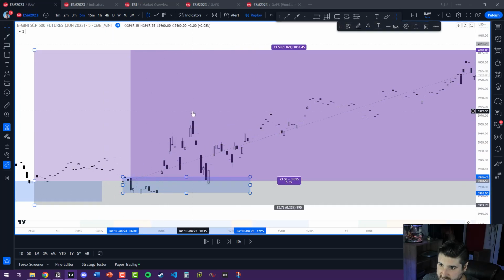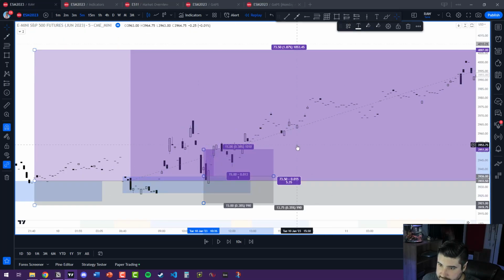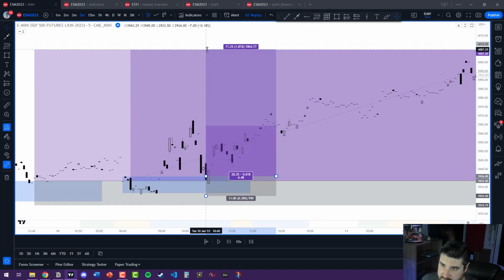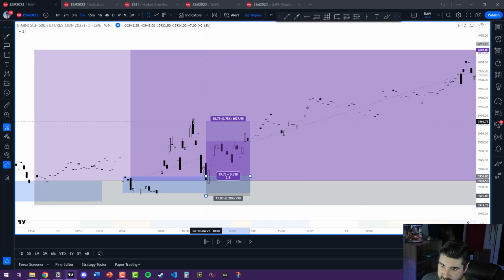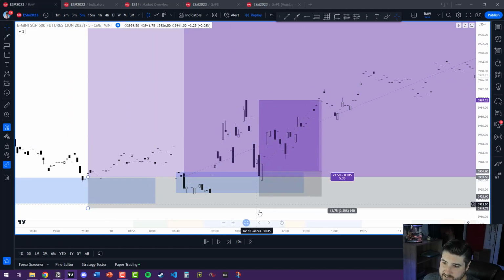So once price left and came back, you could have got in on one of these. Stop loss just under this. Same target. And you could have ridden it out. Now for me, I would have taken something like that. That is something that looks more like the trades I take. That way I'm in and out within the same day in a couple hours.